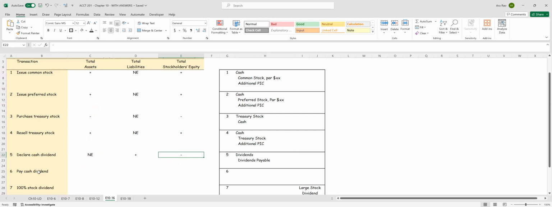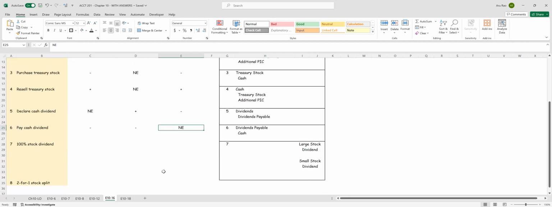When I pay the dividends, my journal entry is dividends payable debit and cash credit. So at this point my cash is decreasing, so it goes down. My dividends payable is decreasing, liability is decreasing, that also goes down. This has no effect on the equity account now.